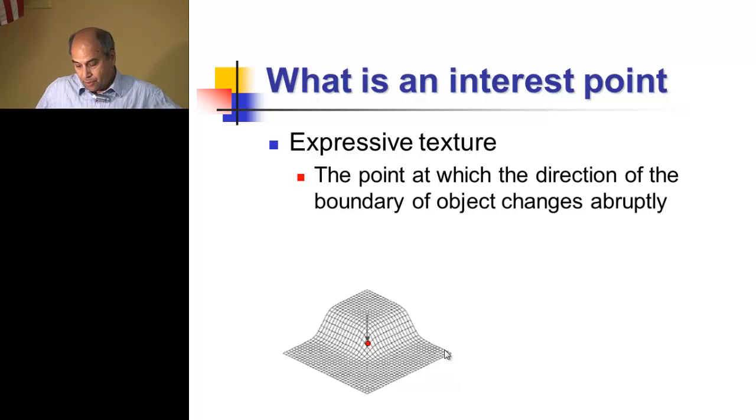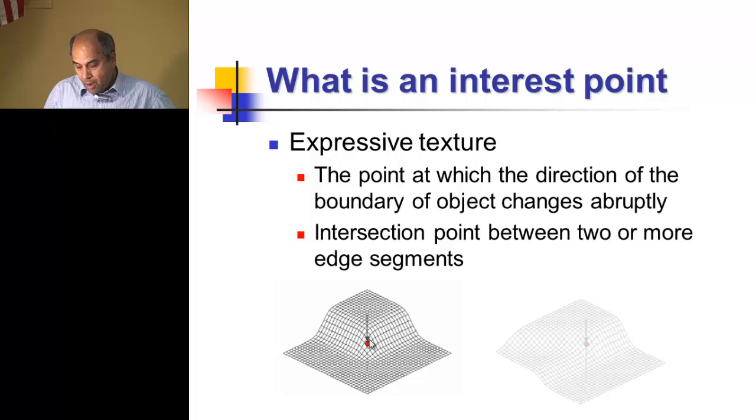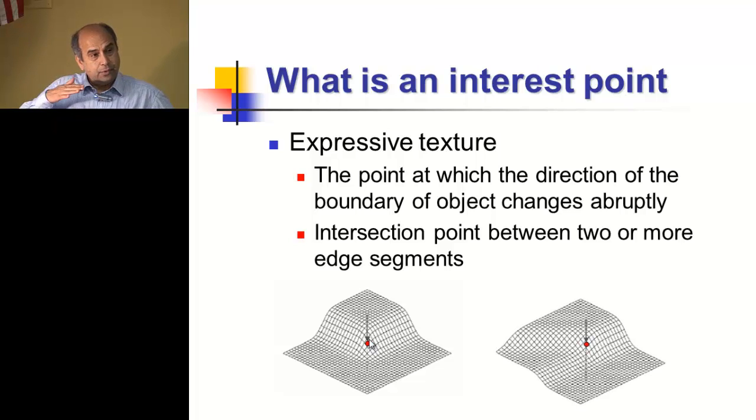Okay, so another way to look at it is that we look at the direction of an edge, and if the direction of an edge or a boundary changes drastically, as shown here, then that may be an interesting point, and that's normally a corner. There's a corner, you have an edge, and then all of a sudden the edge direction changes, and that is a corner. Or it may be the intersection of two lines, and that may also be an interest point.